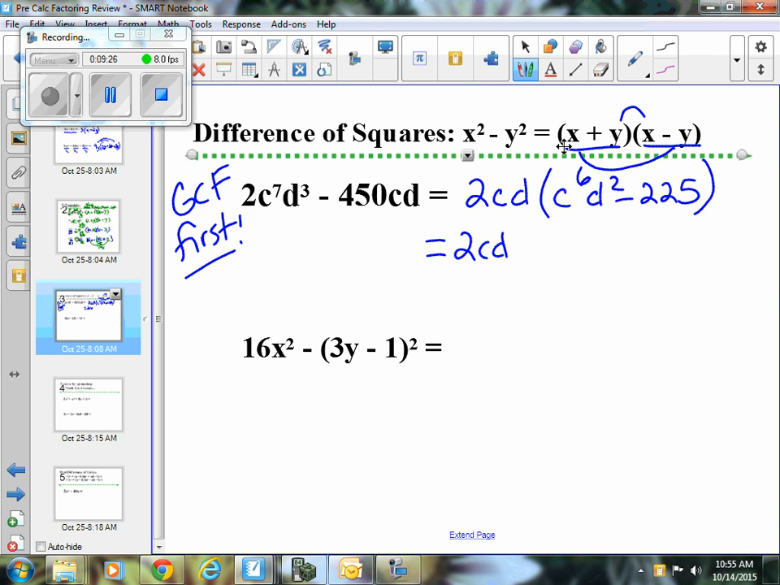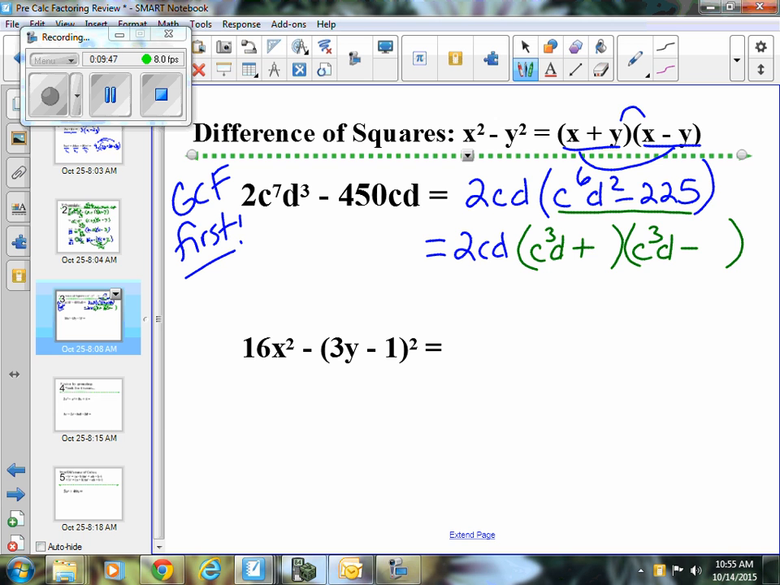Now the question is this expression inside this binomial, is that a difference of squares? And it sure looks like it is to me. Those are both perfect square numbers. So what do you multiply together to get C to the 6th? That would be C cubed. D to the 2nd would be D. So that's our first. Difference, so that means it's a plus and a minus.